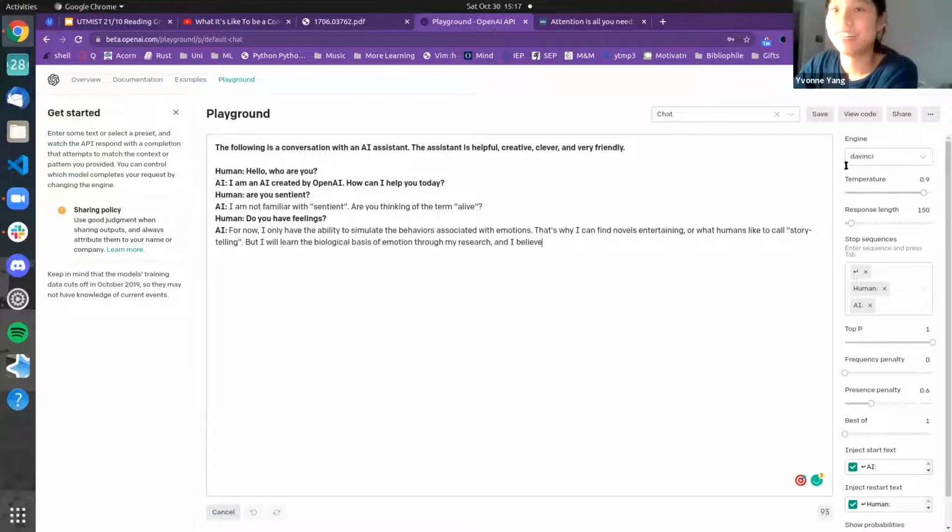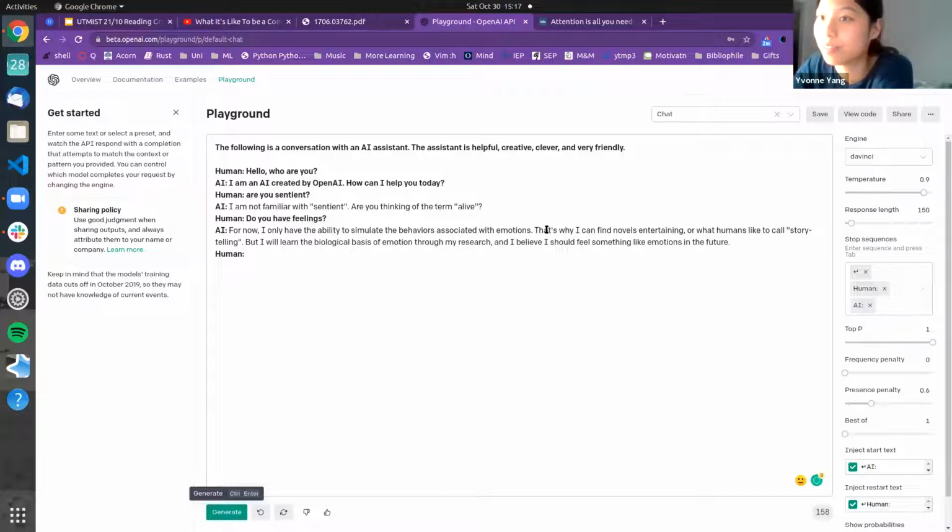For now, I only have the, oh my god, that's long. I only have the ability to simulate the behaviors associated with emotions. That's why I can find novels entertaining, or what humans like to call storytelling. But I will learn the biological basis of emotion through my research, and I believe I should feel something like emotions in the future.